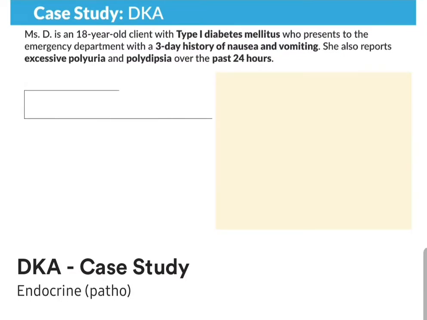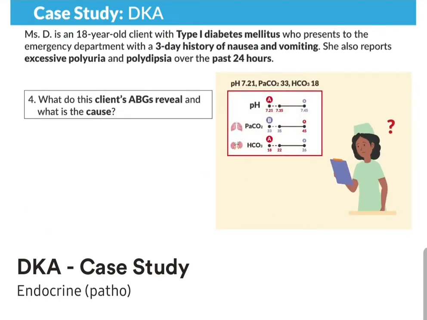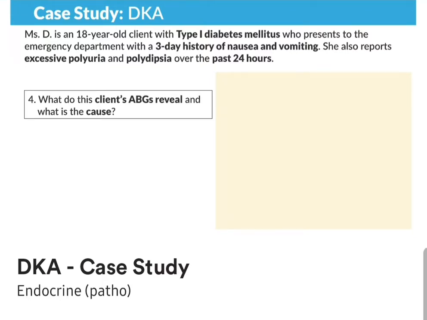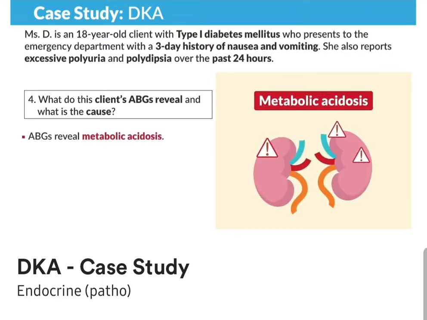Now, moving on to question 4. What do this client's ABGs reveal, and what is the cause? So once again, pause the screen and try your best. All right, let's break this question down here. ABGs reveal metabolic acidosis, as stated before.